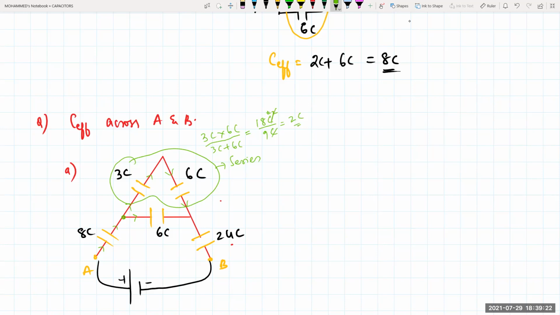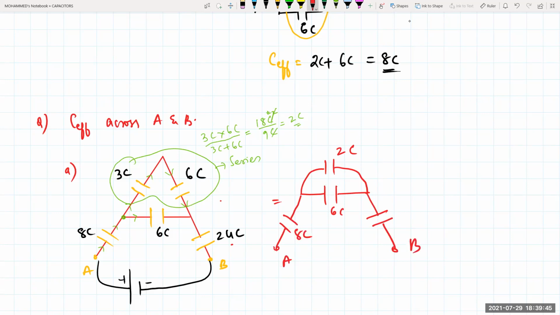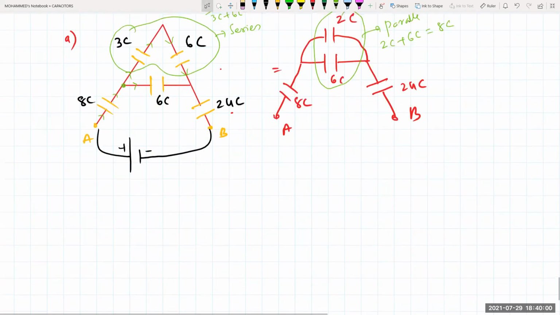After that, this 2C and 6C, if I draw the diagram now, they are in parallel. This one is 2C and this one is 6C, and there is a capacitor here. This is terminal B and this is terminal A. This is your 8C, this is your 24C. Now these two are in which combination? Parallel. So the effective will be 2C plus 6C, which equals 8C.